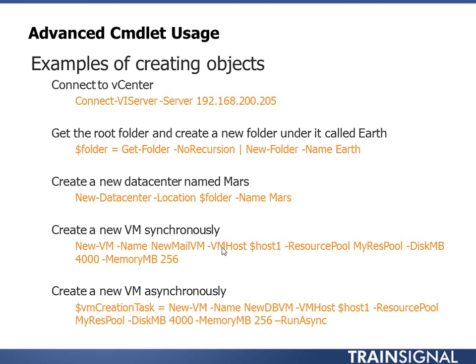Synchronous tasks mean I'm going to wait till this finishes before moving to the next thing in the script. That way, if you want to refer back to this VM, it has to be created first. So New-VM, give it the name, give it the host, give it a resource pool, disk, and memory. I also want datastore. I meant to add that in this slide. So you want to do -Datastore and tell it where to store the files, else it's not going to know and throw an error.